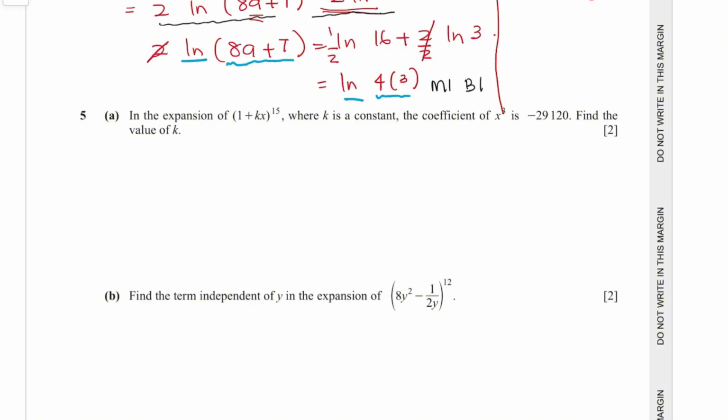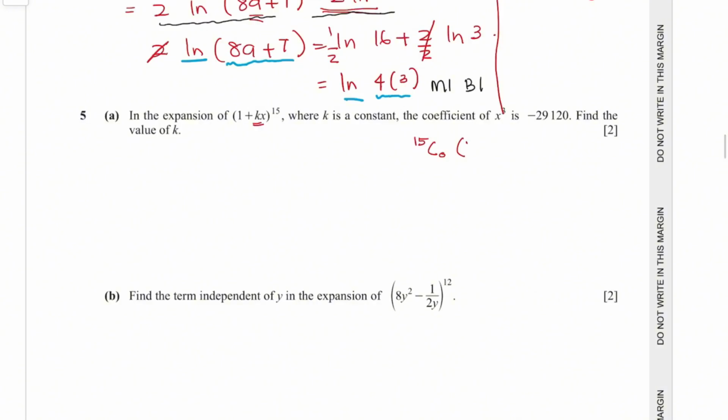In the expansion of (1 plus kx) to the power of 15, where k is a constant, the coefficient of x cubed is negative 29,120. Find the value of k. Now you have to think about where will you be having x cubed. When you are expanding this in an increasing power, then you should see that your power is located in that term, which is kx.